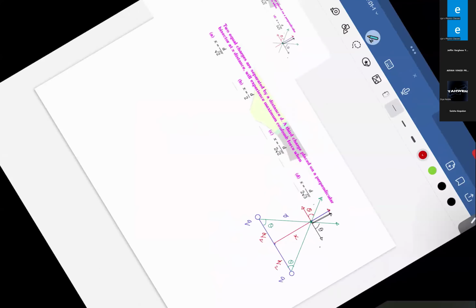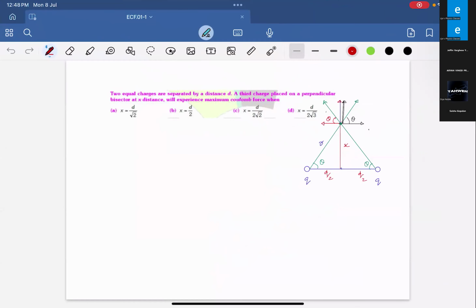This is our question. I have the question here. I have even drawn the figure to save time here. The figure is not given in the original question. Two equal charges are separated by a distance d. A third charge placed on a perpendicular bisector at a distance x will experience maximum Coulomb force then. So I repeat, two equal charges are separated by a distance d.